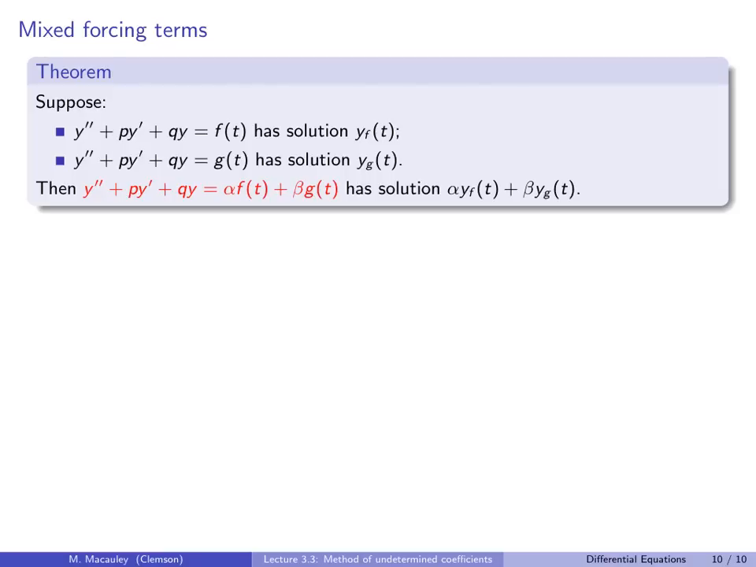And so the special case that we did on the last slide was where alpha and beta were both equal to 1, so our particular solution was just the sum of these two things. But this holds in more generality.